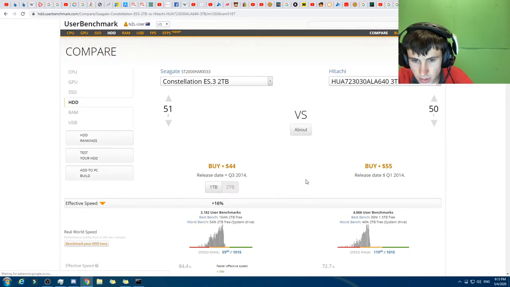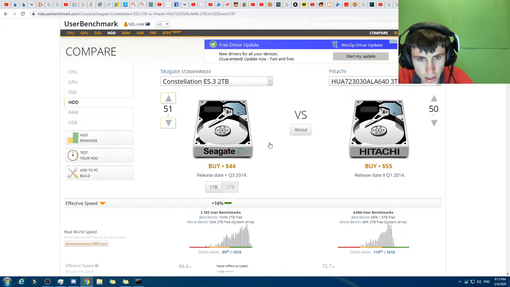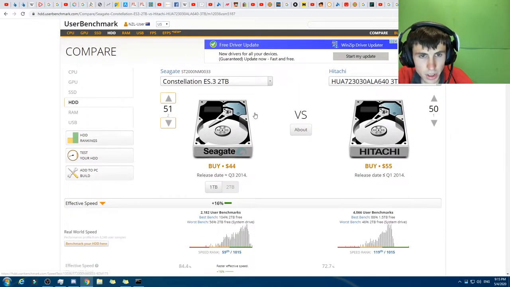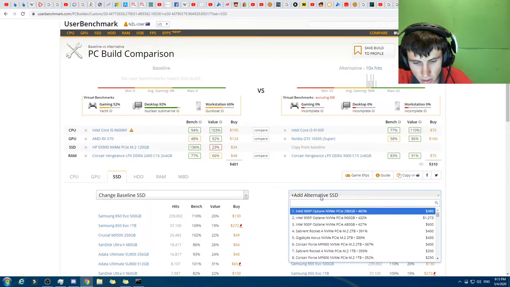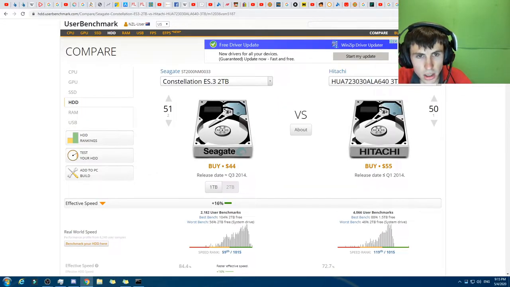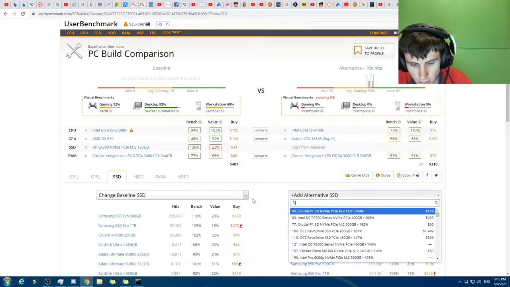Bam and bam. That one has an extra terabyte, but this one's faster and cheaper. So yeah, we'll go with this one here. So, the ES.3. There we go. I love how things that have been released ages ago are still so good. So we'll go ES.3. Nope, I typed that in wrong. ES.3. Okay. 0.3TB.